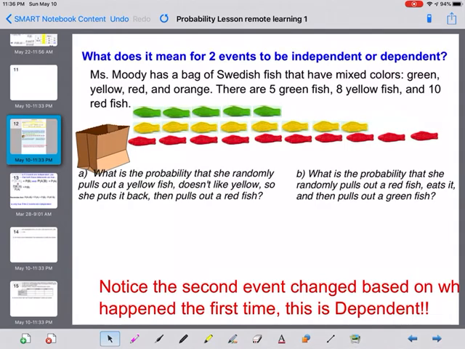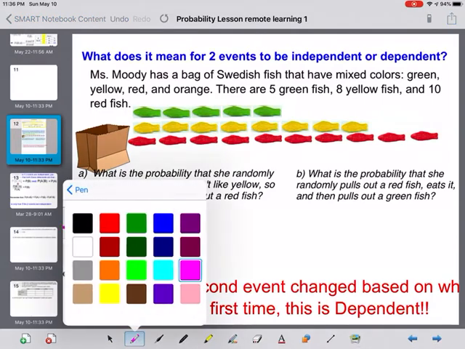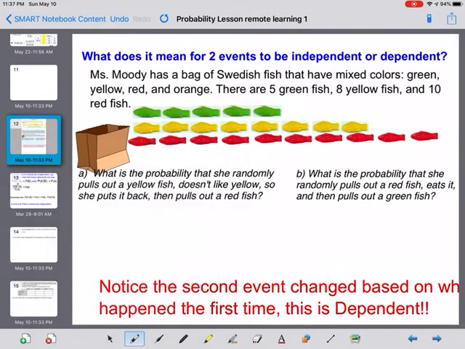Miss Moody has a bag of Swedish fish that have mixed colors. There's green, red, and yellow. I got rid of the orange, and there's no orange. There's 5 green fish, 8 yellow fish, and 10 red fish. I put them out here. Here's the bag that Miss Moody has.